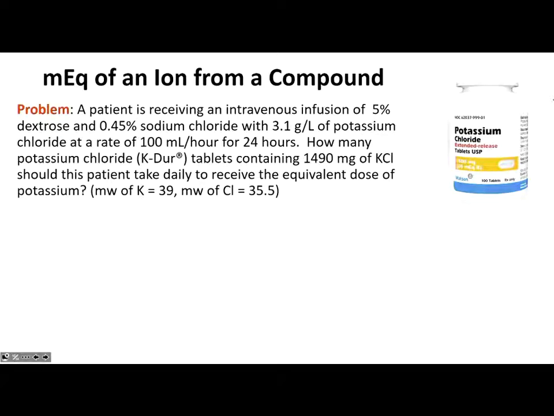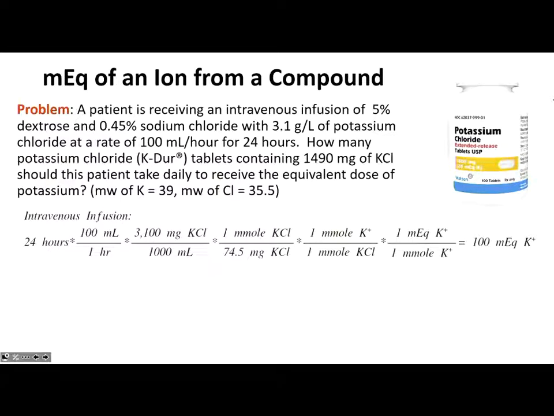And I know there's a lot of numbers there, but in the end, this infusion, the amount of potassium is the amount they need over what time period? 24 hours. So let's start with 24 hours. And let's just look at the IV and have the IV infusion tell us how much potassium they're getting. So if I start with 24 hours times 100 milliliters per hour, hours cancel, and I'm in milliliters. Then let's multiply it by the concentration.